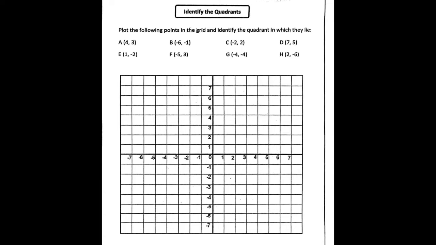So let's look at point A. We have 4, 3. So I'm going to go over to 4. I'm going to go up to 3. And that's point A. And then let's just choose, we'll do point G. We have -4, -4. So I'm going to go over to the left -4 and then down to -4. I'm going to put my point and it's point G.